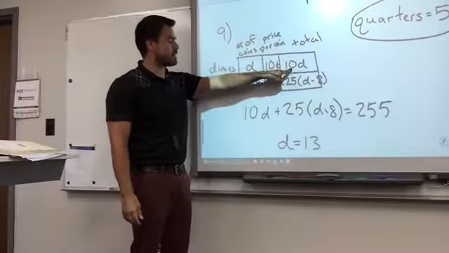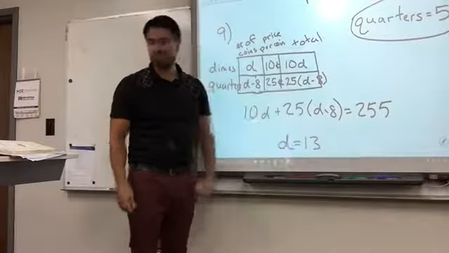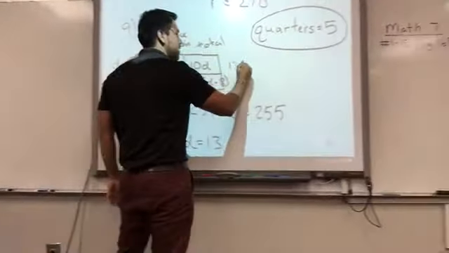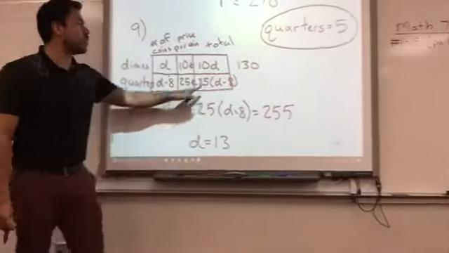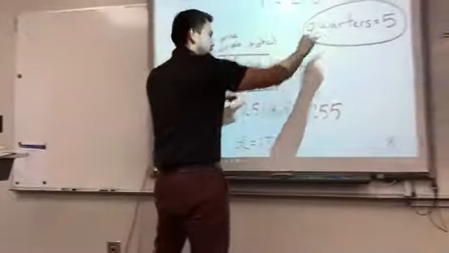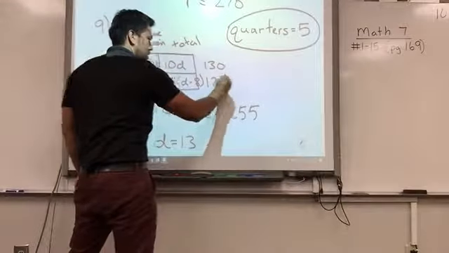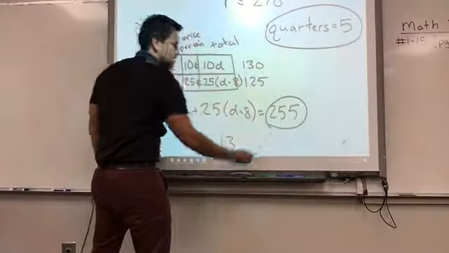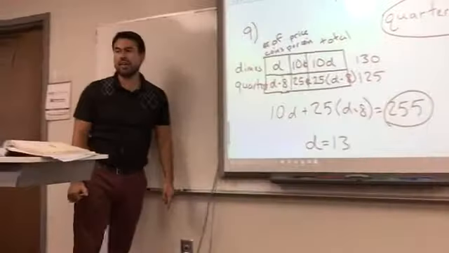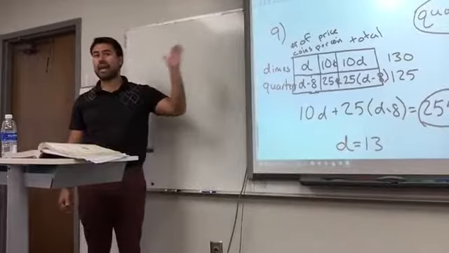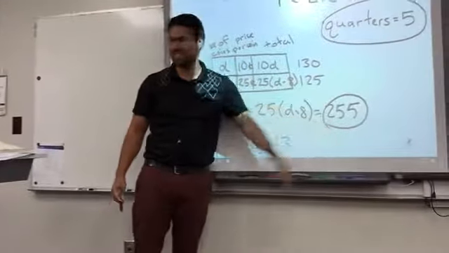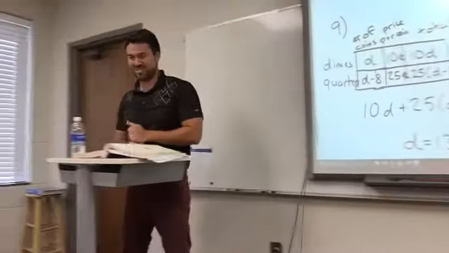What's 10 cents times 13 dimes? What's 10 times 13? 130. What's 25 times 5? 125. What's 130 plus 125? That's the answer. Has to be it. We're not doubting anymore. Sorry to confuse you. All right.